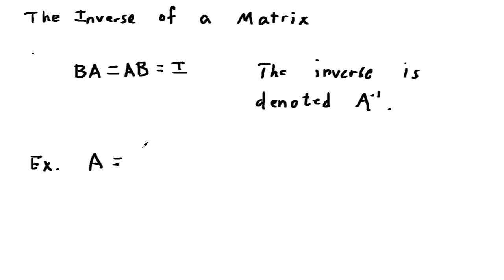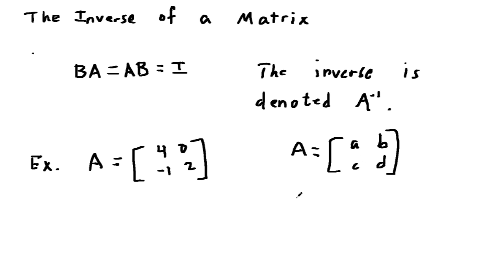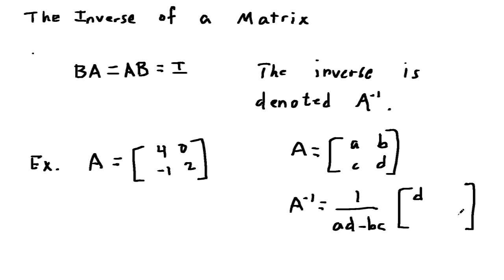So let's say A is given as this matrix. Then we can find the inverse of A. Actually, there's a formula for that for 2 by 2 matrices. So let's say A was like this. Then the inverse is given by this formula. One over AD minus BC times the matrix that you get here if you swap the A and D, and then attach a minus sign to B and C. Okay, so this is the formula for the inverse of A. This only applies for 2 by 2 matrices though.